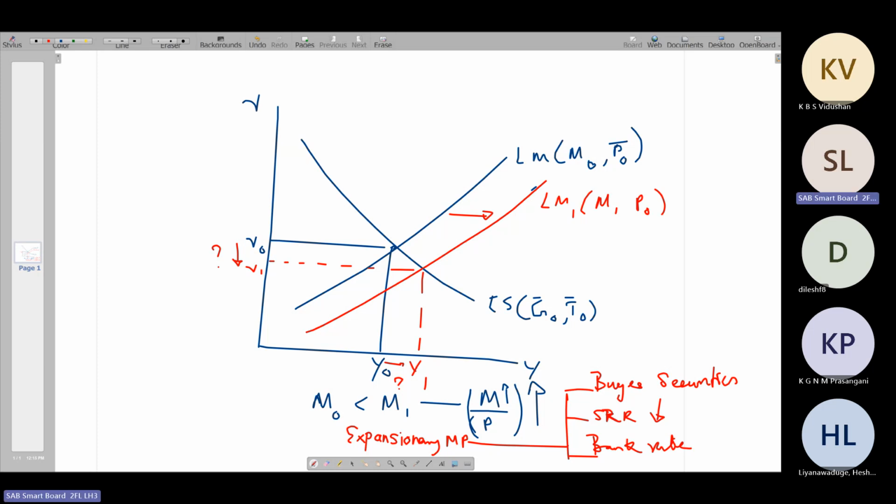Lender of last resort. When commercial banks have a liquidity problem, who is there behind that? The central bank is there, right?